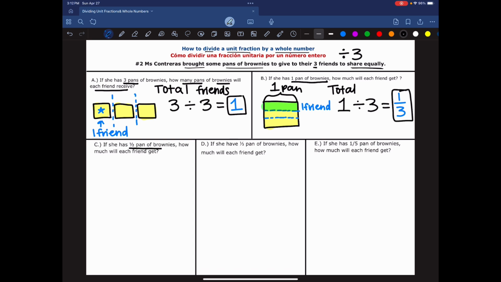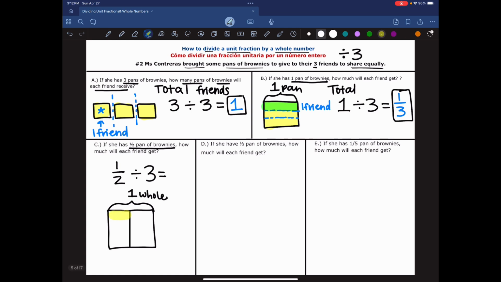This time I have 1/2 pound of brownies. How much will each friend get? My total is 1/2 pound of brownies, and I'm dividing or splitting the amount by 3 friends. Just like a whole number, a fraction can be split into smaller pieces. We can use a fraction area model to represent dividing a fraction by a whole number.